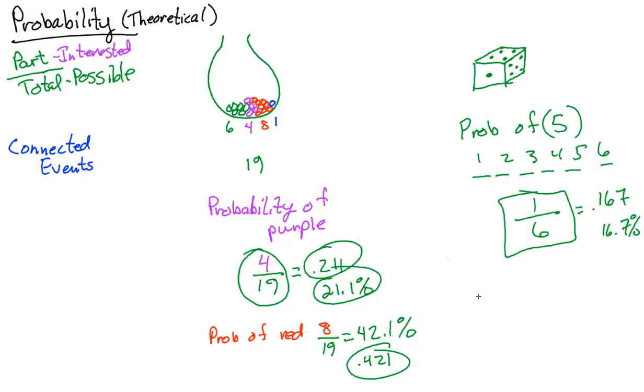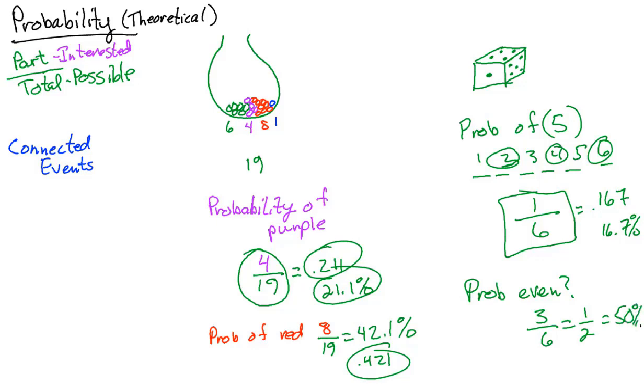Now, sometimes I'll ask a question like, what is the probability of getting an even number when I roll? Well, of 1, 2, 3, 4, 5, 6, notice there are 1, 2, 3 options that are even out of a total of 6 possibilities. That means 3/6, or 50%.